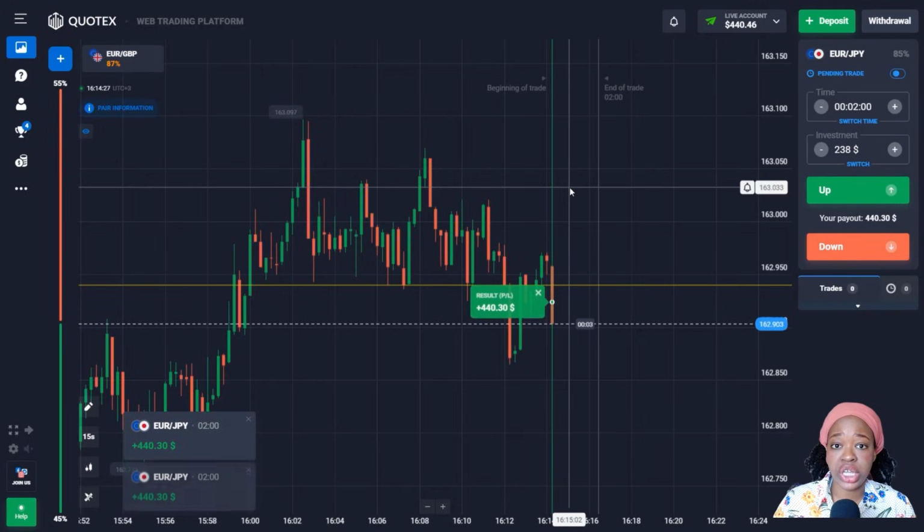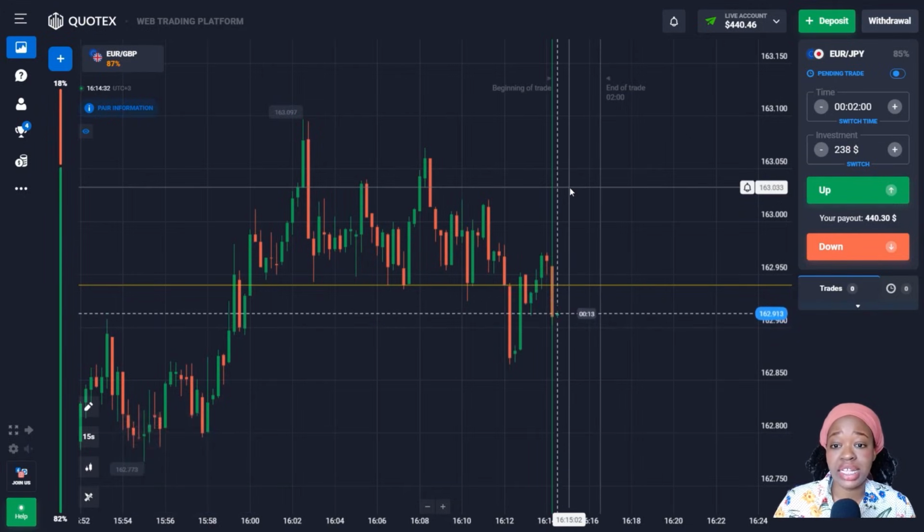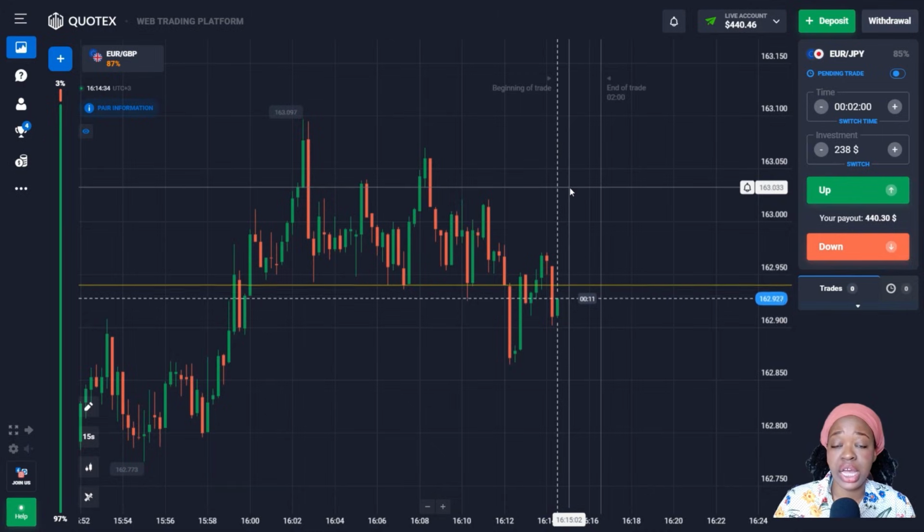This is awesome, friends. You can see the price is moving according to my scenario and made a jump up, and thus I got a very good profit here. And also you can see the time of the transaction was chosen correctly.